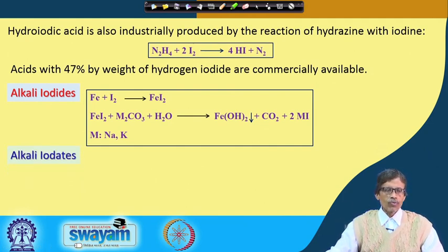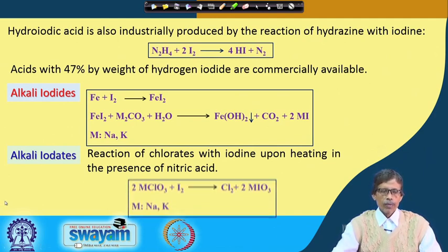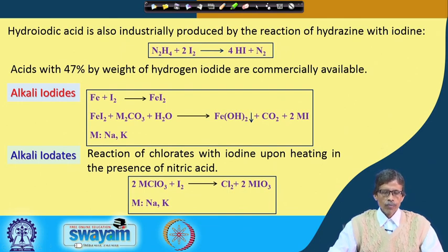Then, with the iodide, how do we get the iodates? For iodate making, like bromate, we should know the formula, which is definitely IO3 minus. It can be sodium, potassium or ammonium salt, but in this particular case, which is industrially important and feasible, it is the reaction of chlorates with iodine. We just allow the chlorates to react with iodine upon heating in the presence of nitric acid. So, it is a typical procedure for making your iodate salt.